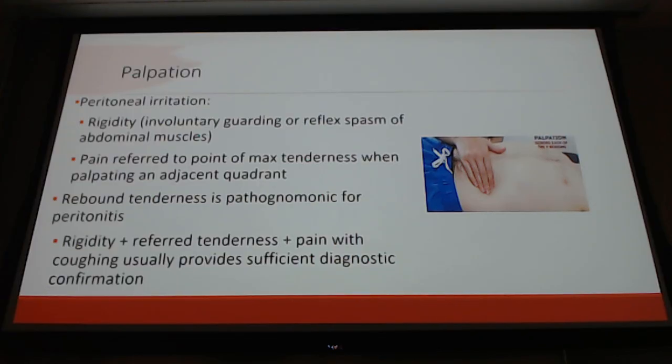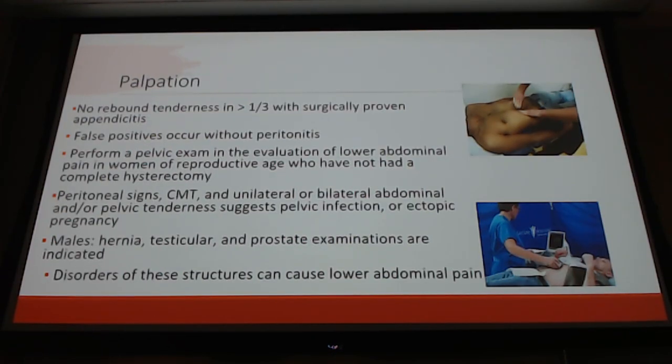Again, rigidity, much more concerning. That is not voluntary. That means we probably have some peritonitis going on. So that is reflex, involuntary, max tenderness when we palpate on that. So rigidity plus referred tenderness and pain on coughing is usually enough diagnostic confirmation that we're dealing with peritonitis. We should be very concerned that it's a serious abdominal issue going on, whether that's an infection or just significant inflammation. So again, palpate that.